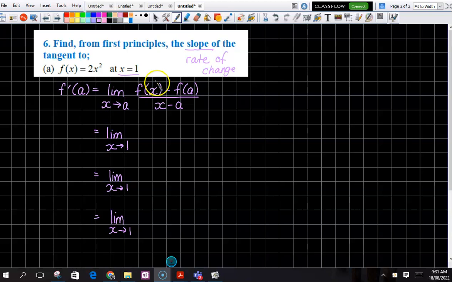So what is our f of x? 2x squared, right? F of x equals 2x squared. So we go 2x squared minus, right, this is the f of 1, all over x take a.